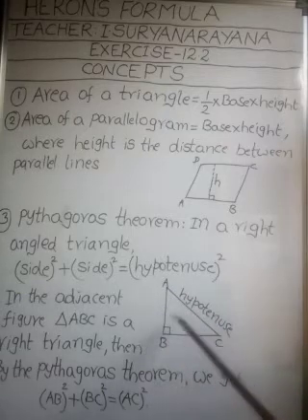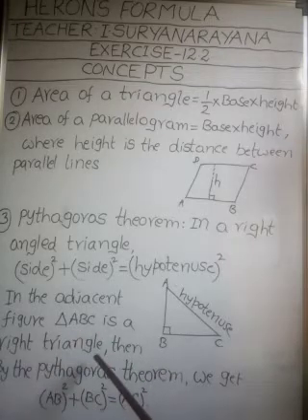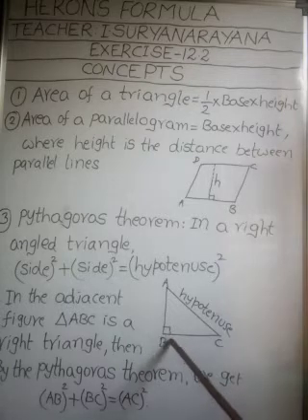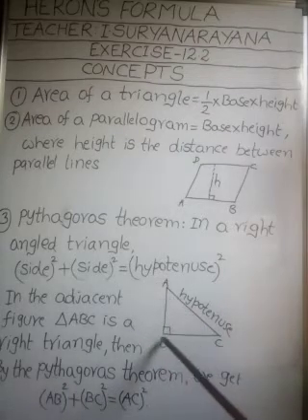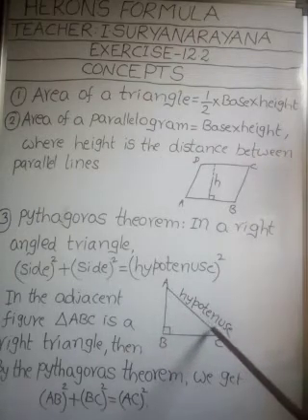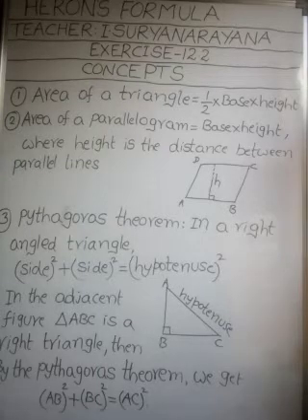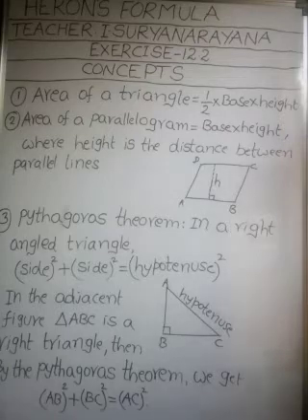right angle triangle ABC. See this point in the adjacent figure, triangle ABC is a right triangle, means the angle at B is equal to 90 degrees. I marked it here. Then by Pythagoras theorem, we get AB square plus BC square is equal to hypotenuse square. What is the hypotenuse in this triangle? AC square. Can you identify which side is the hypotenuse? The side opposite to the right angle in a right angle triangle is the hypotenuse. Please learn these points well.